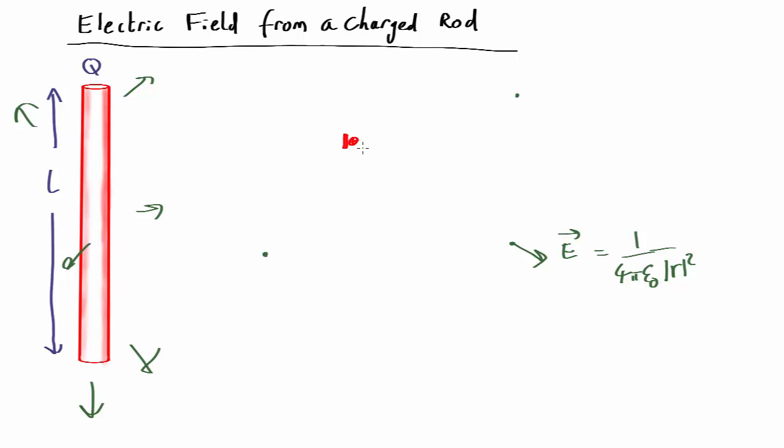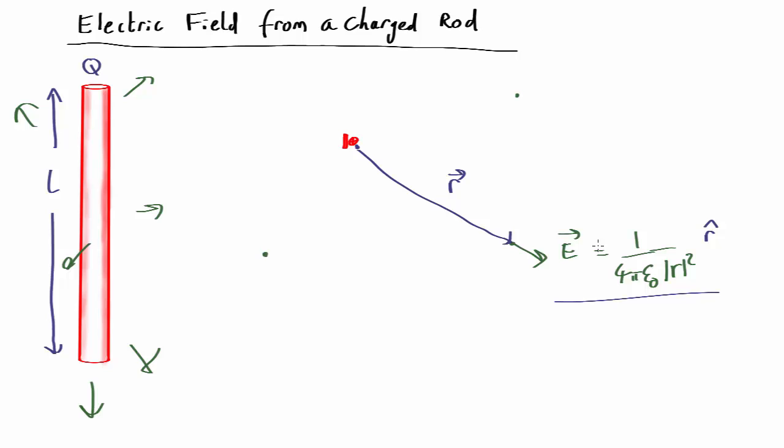So if this is r, which is the vector from the charge, say in this case the middle of the rod, to where you're measuring it, then you add an r hat here to make sure it points in the right direction. So when you're a long way out, you expect the electric field to go as 1 over 4 pi epsilon naught distance squared and point radially outwards.